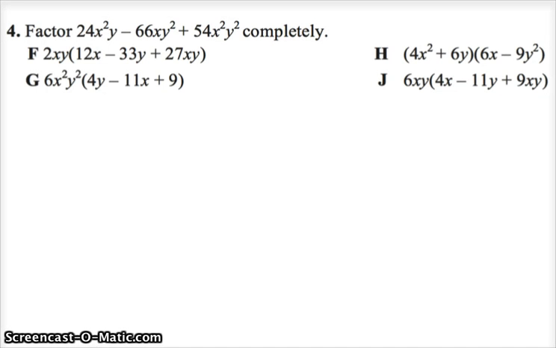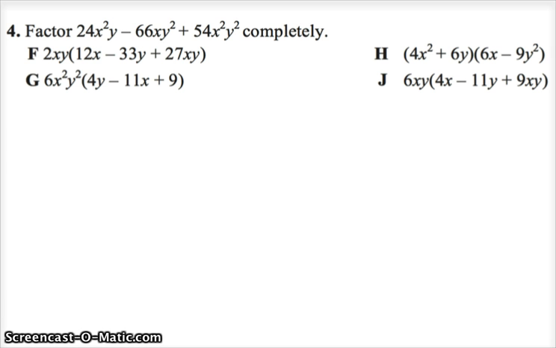Question number 4 asks us to factor the following polynomial completely. So I'm going to go ahead and work through this to start with. The first thing we do is take my greatest common factor out. At this point we have 24x squared y minus 66xy squared plus 54x squared y squared.